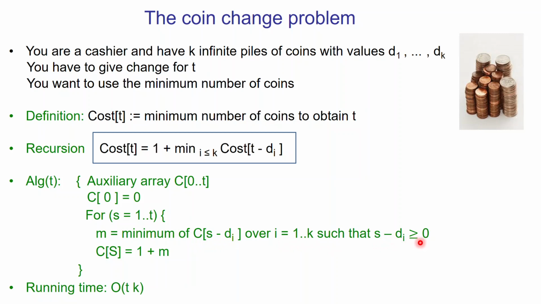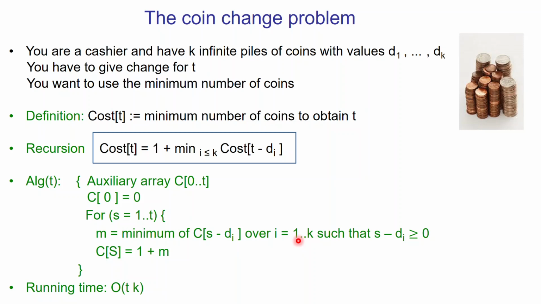So this would be the cost that you're left with if you're using coin di to solve the problem of giving change for s. And then the s entry of the array would be 1 plus this minimum. The running time of this would be order of t times k. This outer for loop takes t iterations, and computing this minimum takes k, because you go over k possibilities.